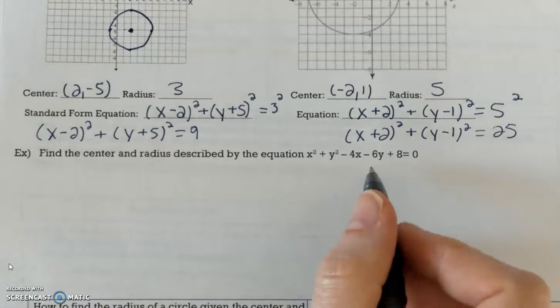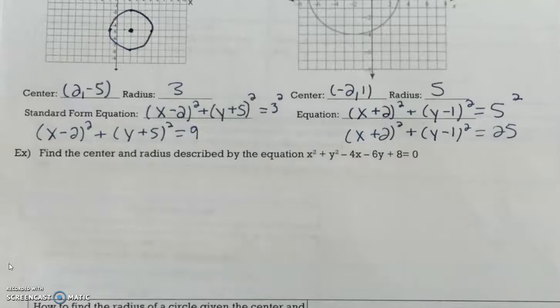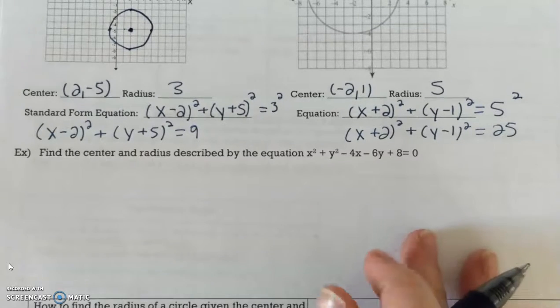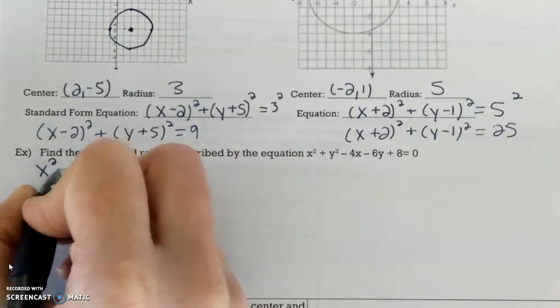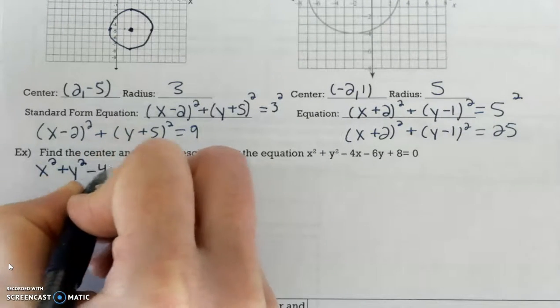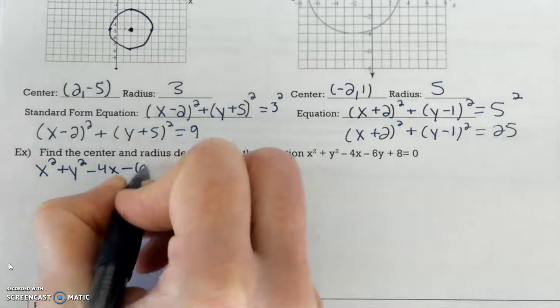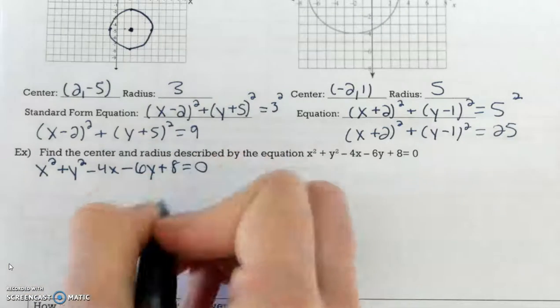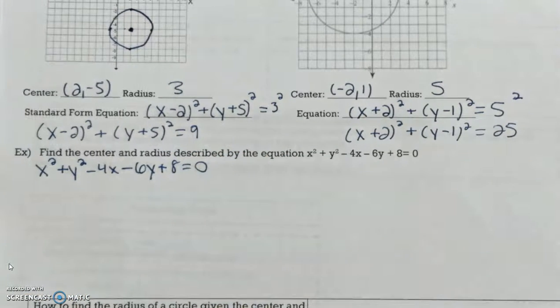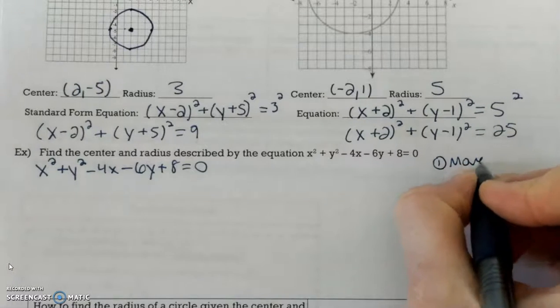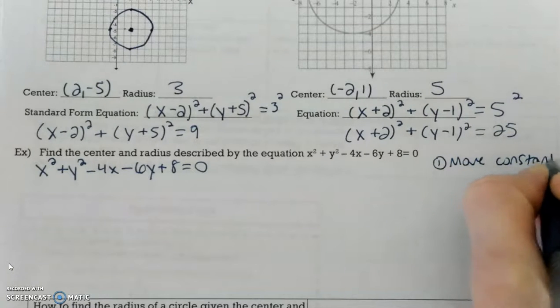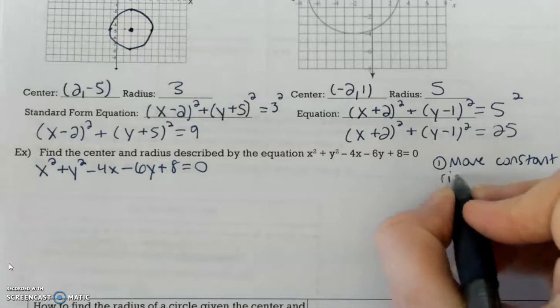So to go from general form to standard form, we have to do that process of completing the square. All right, so our first step in completing the square, and I'm going to rewrite the equation over here, x squared plus y squared minus 4x minus 6y plus 8 equals 0. Our first step in completing the square is always going to be to move the constant to the right side of the equation. So step 1, move constant to the right side.